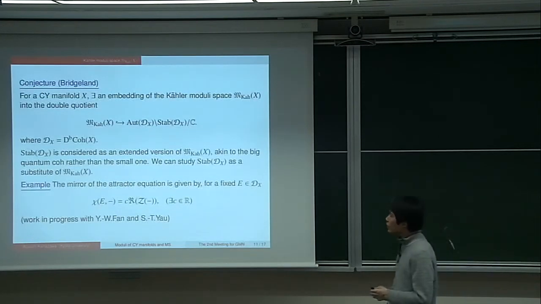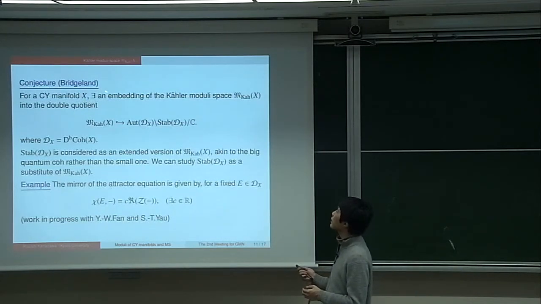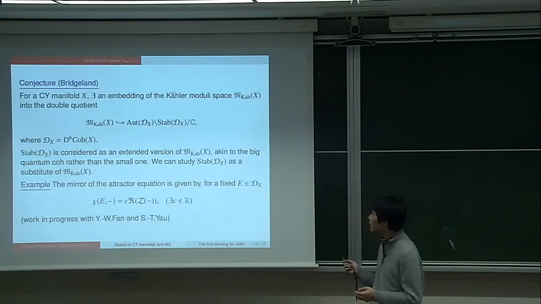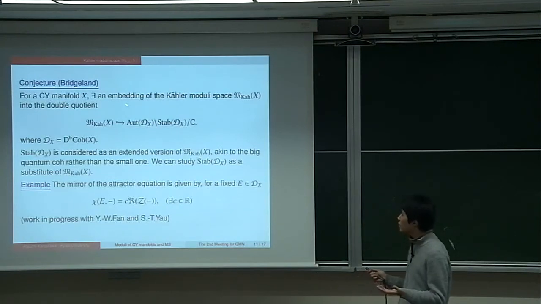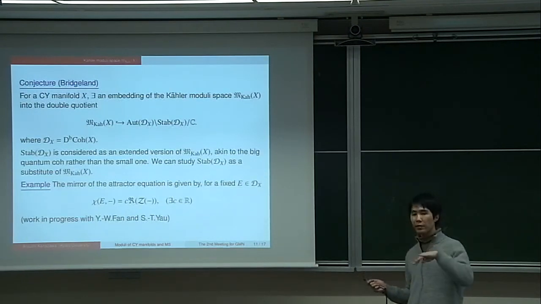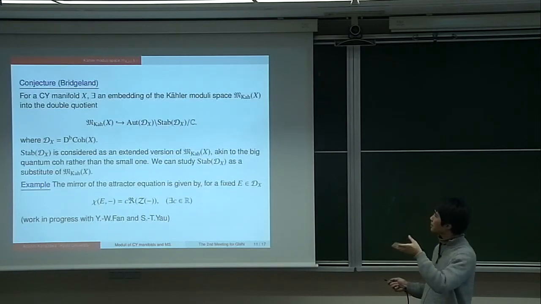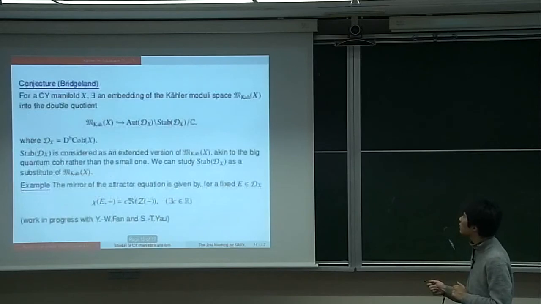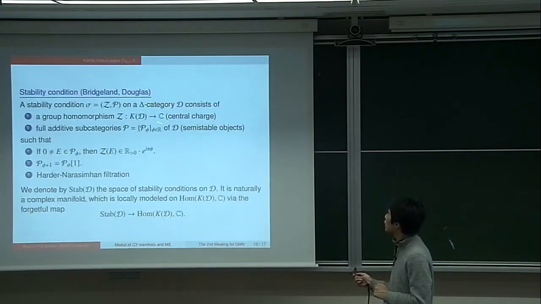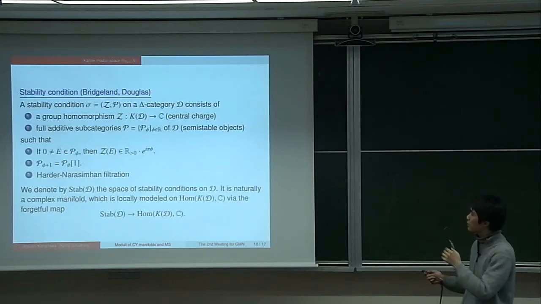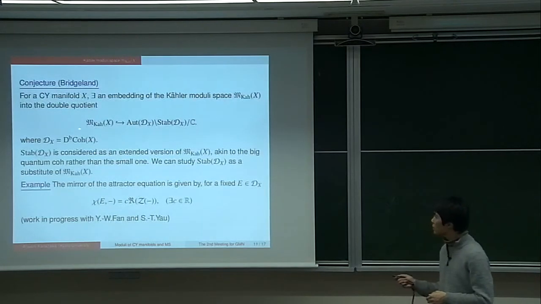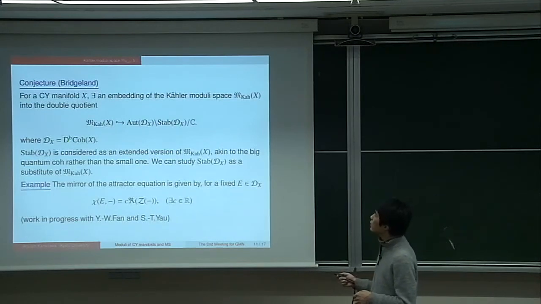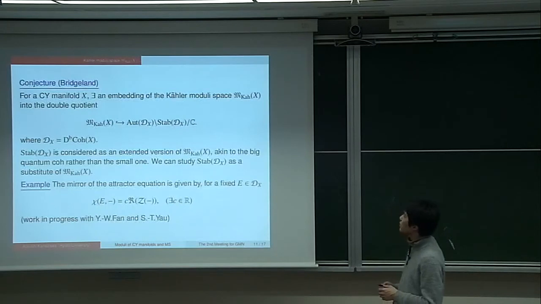The claim or conjecture is that for a Calabi-Yau manifold X, there exists an embedding of the Kähler moduli space into the double quotient. Stab is a set of stability conditions, and there is a natural action of auto-equivalences of the category. Also, you can rotate the central charge on these semi-stable objects just to reparameterize. So on this quotient, the conjecture is that there exists an embedding of the Kähler moduli, where the triangulated category we consider is the derived category of coherent sheaves of X.